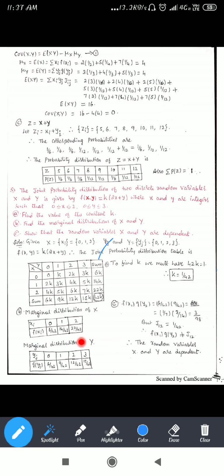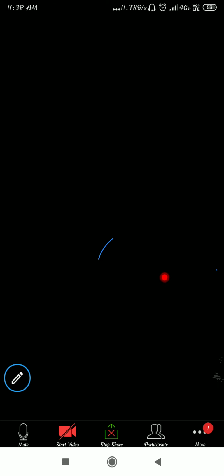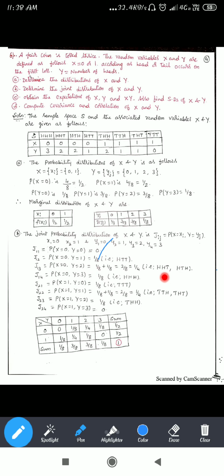Okay, so once you understand the problem, two problems you understand properly, it is easy to solve all the problems, because all the problems, same method we're going to repeat again and again. So next thing is show that the random variables x and y are dependent. Same thing, f of x1 times g of y2 should be equal to j12 means independent, not equal to j12 means dependent. So it is similar to the second problem. If you understand the second problem, you'll get to know how we got it.